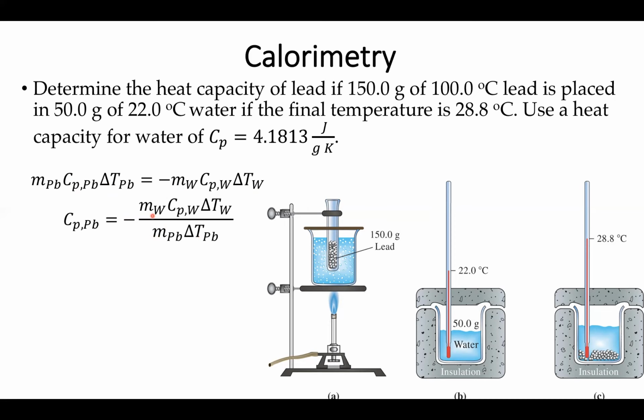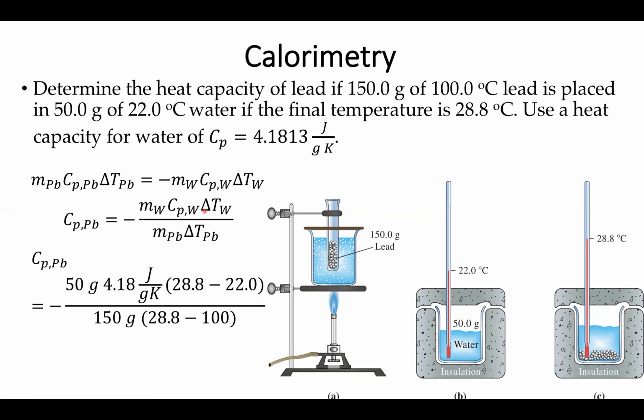So we know that we've got 50 grams of water. We know its heat capacity. Now the tricky one is the temperature. We ended at 28.8 and we start at 22. So final minus initial. Always make sure you do final minus initial.